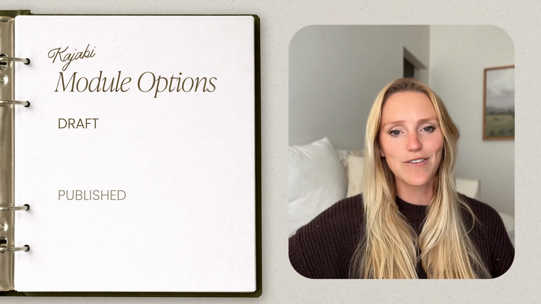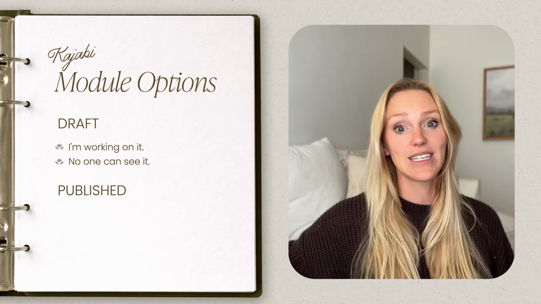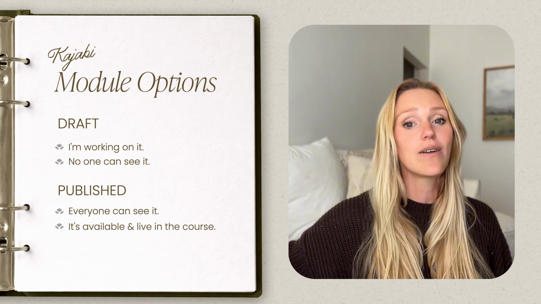All right, so Kajabi settings for modules and lessons. First thing to note is Kajabi does everything by modules. So you can't set dripped or scheduled locked content on the lesson level. It's always going to be on the module level. And then after that, let's go over the two easiest ones. There's draft and published. Draft is just, I'm working on it, no one can see it. Published is, everyone can see it, it's available now, it's live in the course.